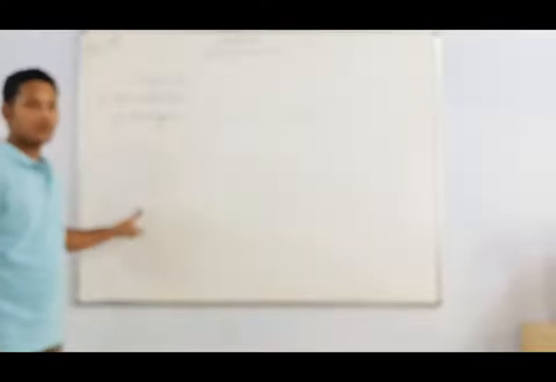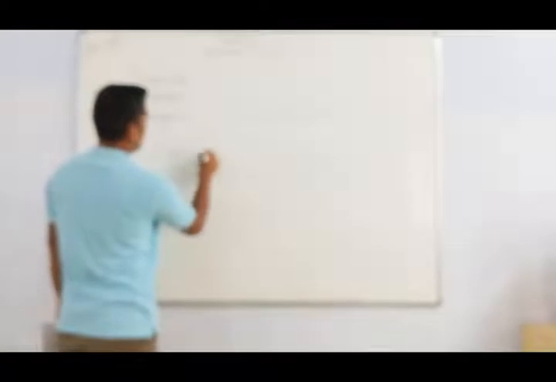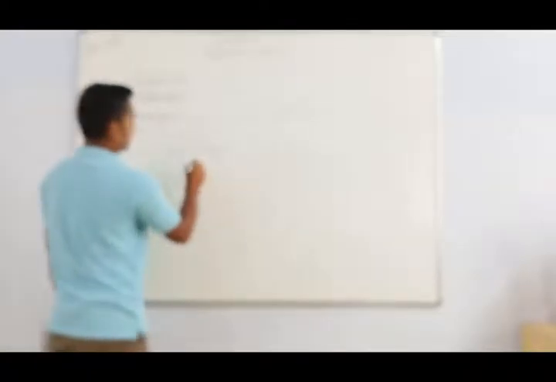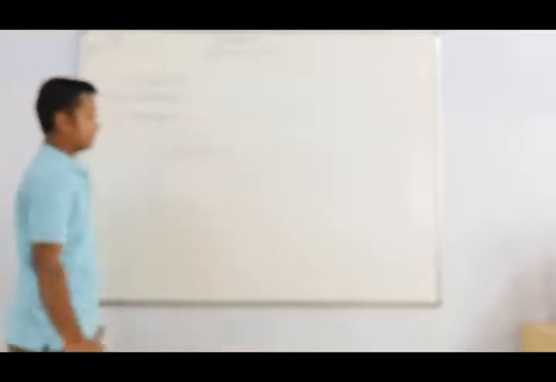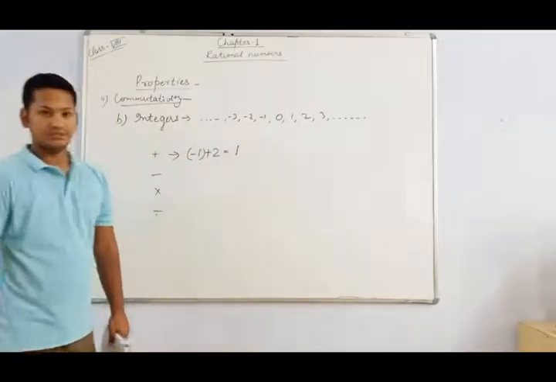Now the integers. Here are our integers. Let's check whether they commute with these operations or not. For addition we will be checking, let's take this one as an example: minus 1 plus 2. What will it give you? It will give you 1, obviously.